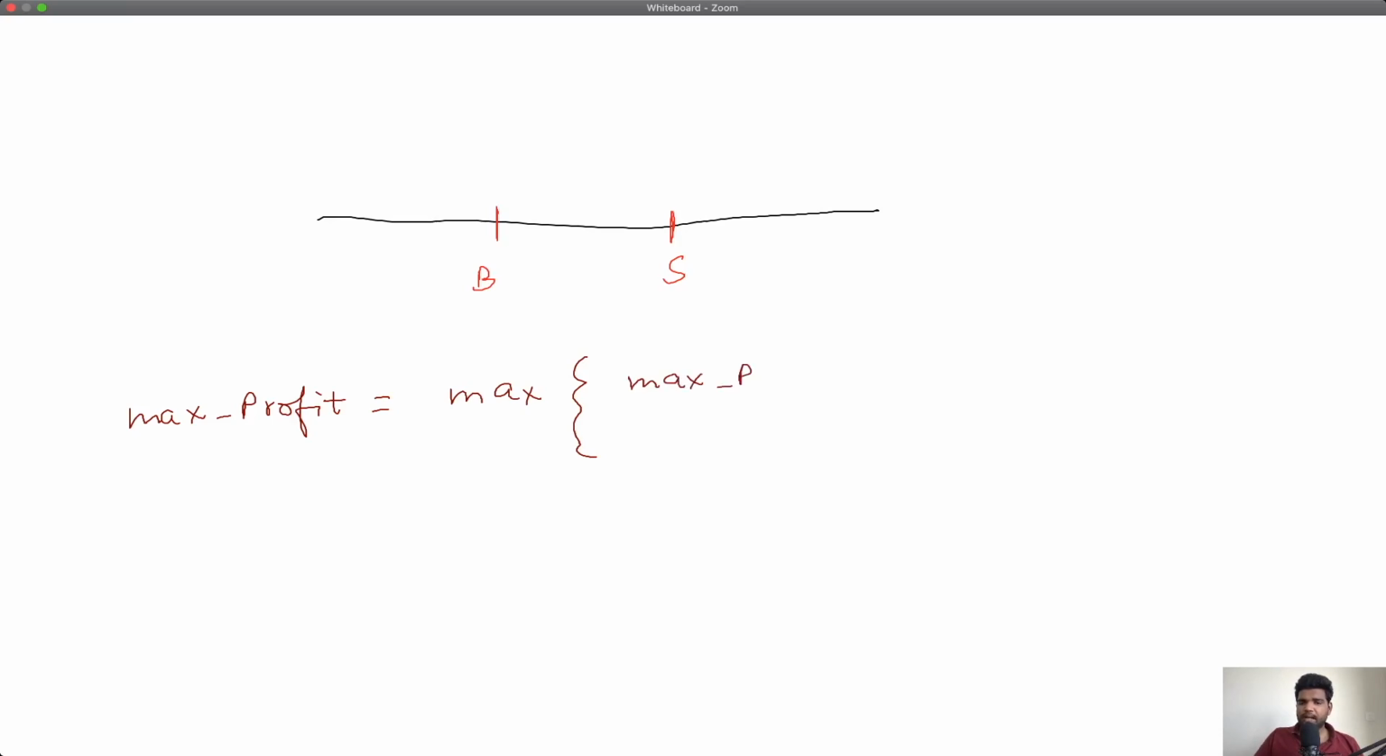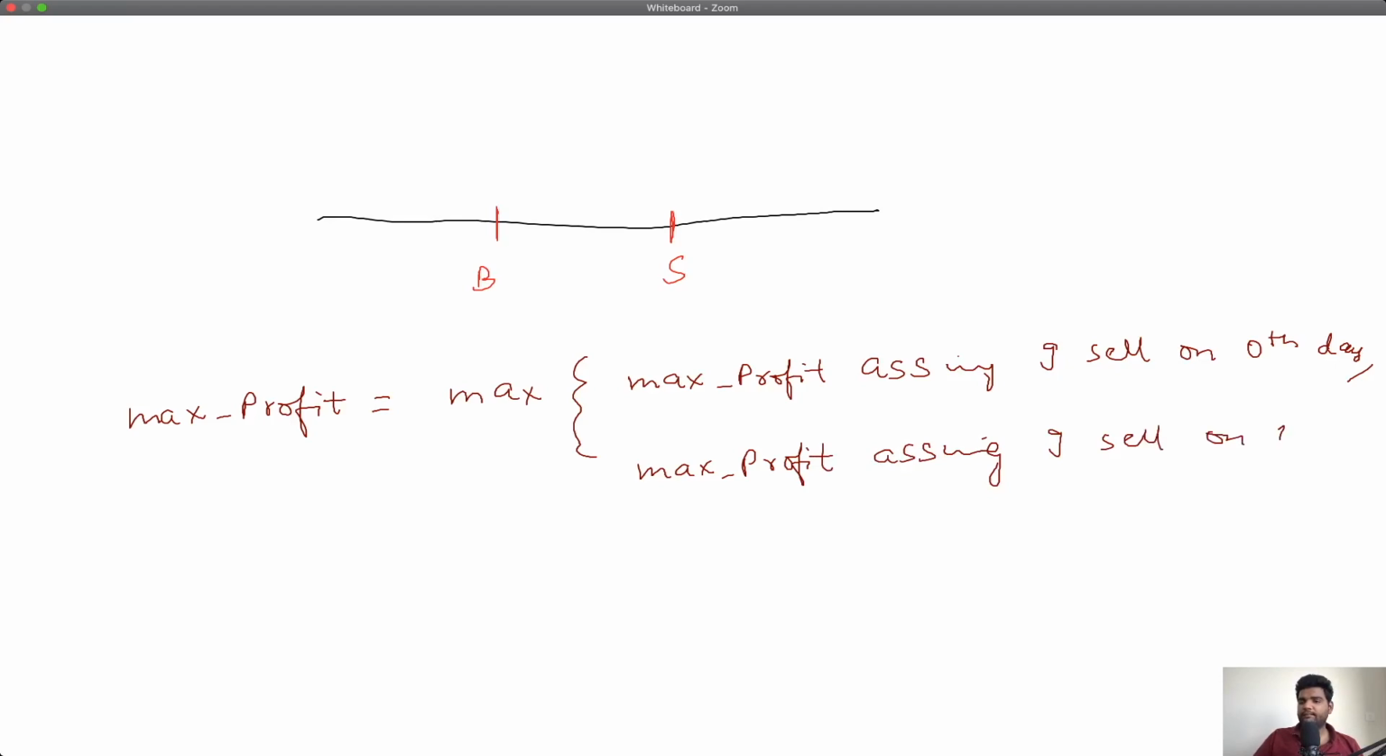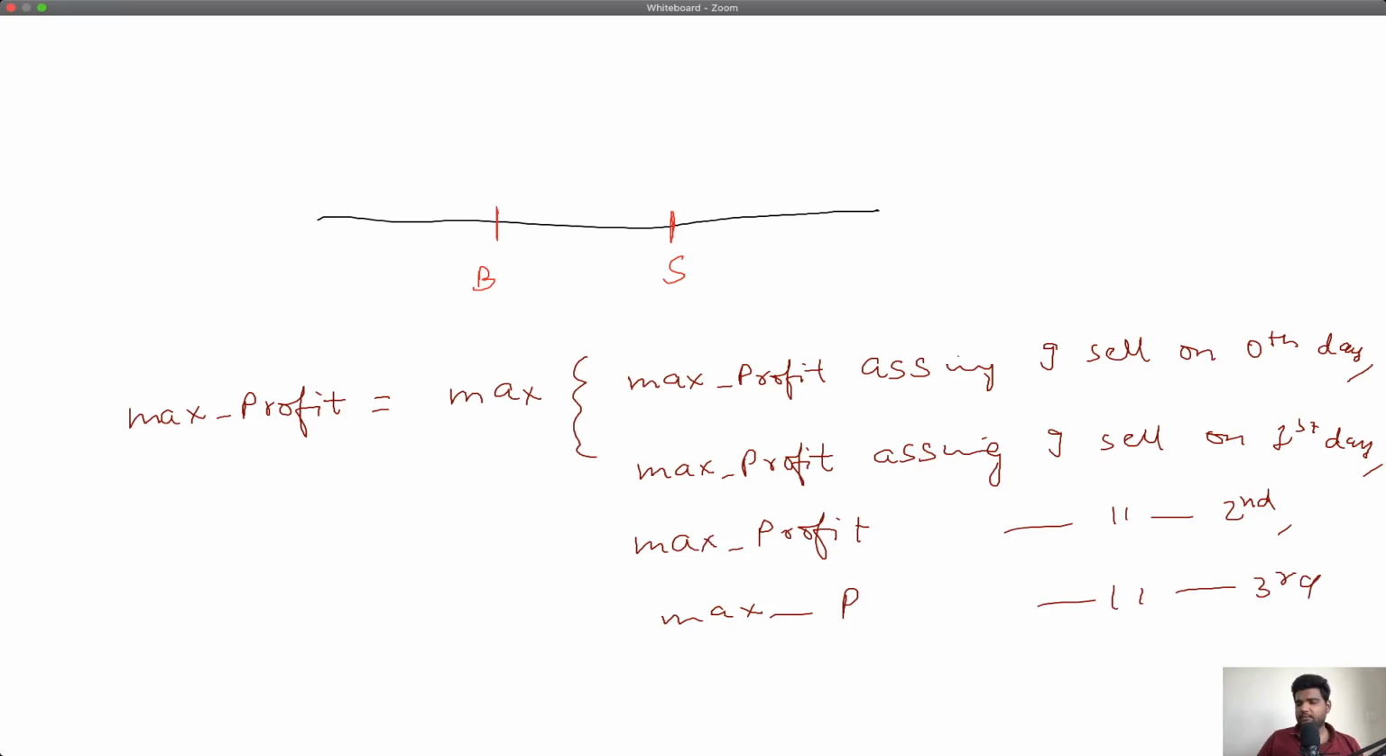First quantity is the max profit assuming I sell on the 0th day, comma, max profit assuming I sell on the 1st day, comma, max profit assuming I sell on the 2nd day, comma, max profit assuming I sell on the 3rd day, and so on. Max profit assuming I sell on the n minus 1st day. So the max of all these will be the max profit.